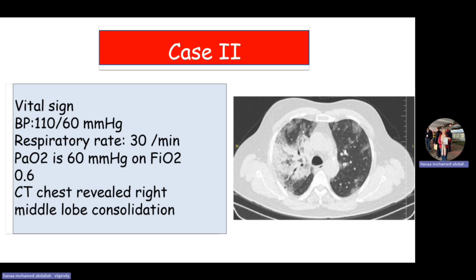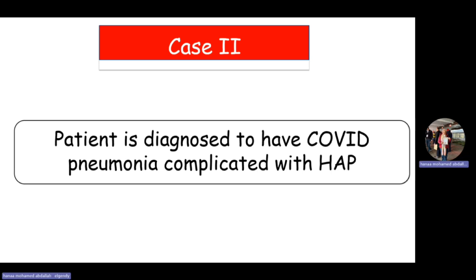CT chest was done for this patient, and it revealed right middle lobe consolidation. Vital signs were stable. PO2 was 60 millimeters of mercury on FiO2 0.6. This patient is diagnosed to have COVID pneumonia complicated with HAP.